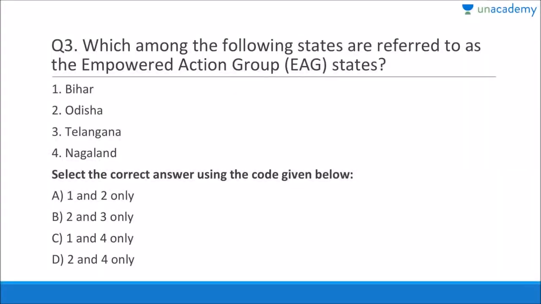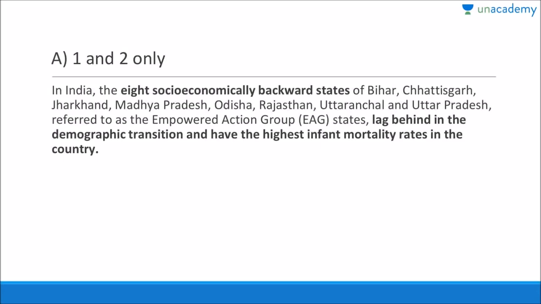Question number 3. Which among the following states are referred to as the Empowered Action Group states? Basically, the 6 states which separated, along with Rajasthan and Odisha, they are called the EAG group. So Madhya Pradesh divided into Madhya Pradesh and Chhattisgarh, UP divided into Uttaranchal and UP, Bihar divided into Bihar and Jharkhand. So answer here is A, 1 and 2.